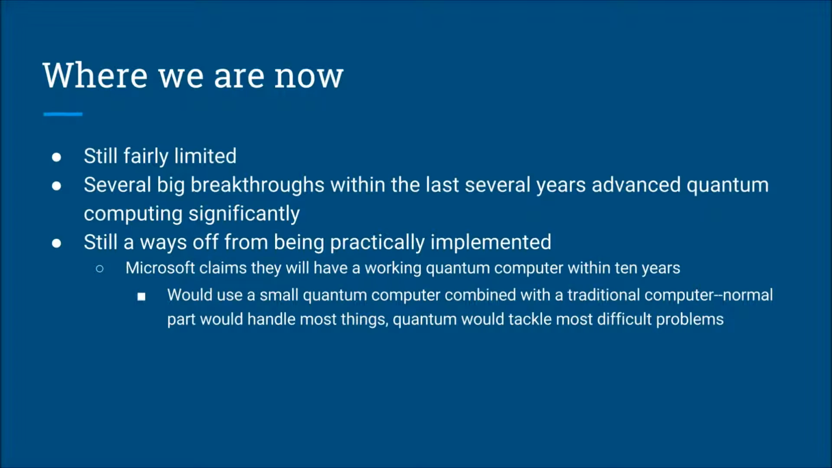However, Microsoft does claim that they will have a working quantum computer within the next 10 years, which is pretty interesting news. And something interesting about this is that they would use a small quantum computer combined with a traditional computer. The traditional part would handle most day-to-day things, and the quantum computer component would tackle the most difficult tasks. So this would be a hybrid computer, but it should get the power out of the quantum computer as well.